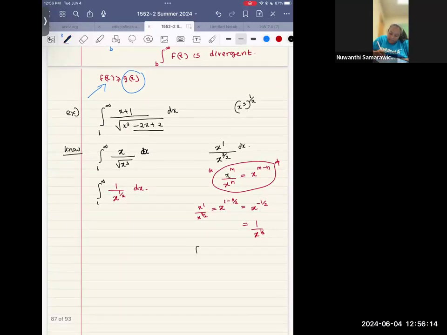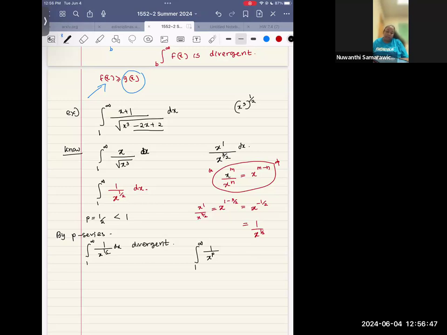Remember we did yesterday, if you have one as the lower limit and you have x to the power P, it's divergent. Yes, because here now P is half. Half is less than 1. So by P series, we can say this whole thing is divergent.